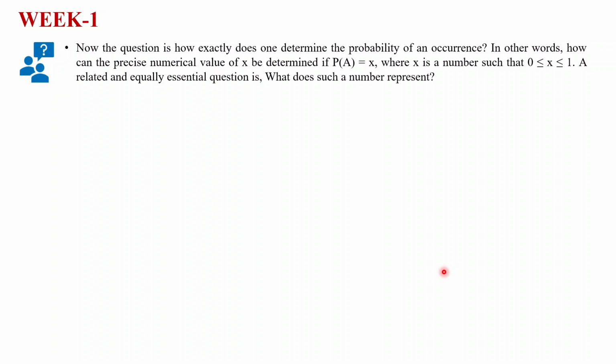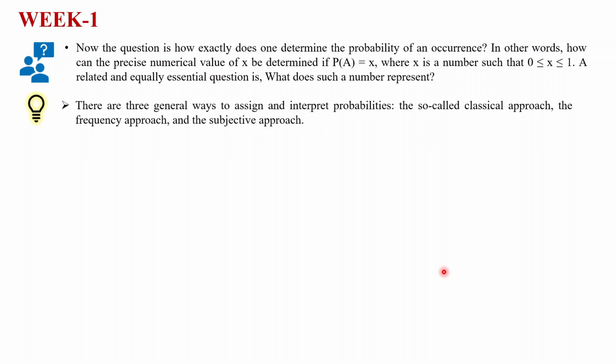Now the question is, how exactly does one determine the probability of an occurrence of an event? In other words, how can the precise numerical value of x be determined? If P(A) equals x, then x is between 0 and 1. This probability has to be between 0 and 1. 1 means the event will surely happen, and if the probability is 0, then the happening of the event is not possible.